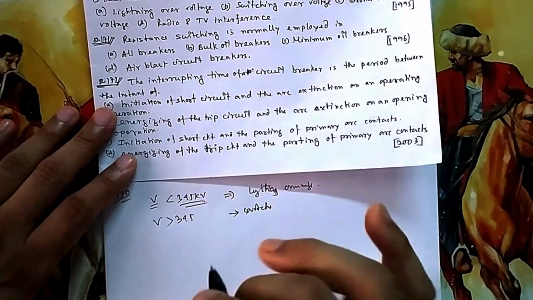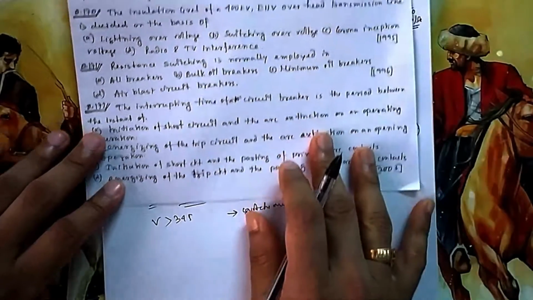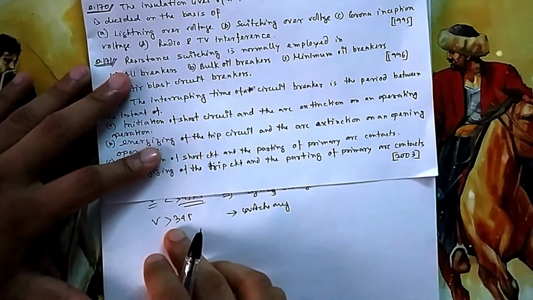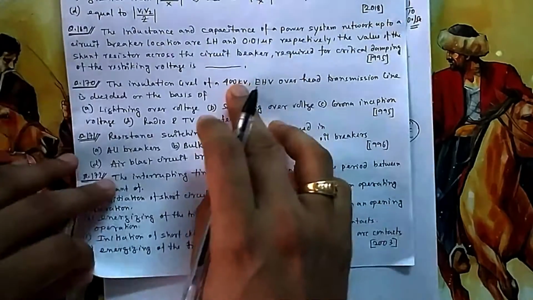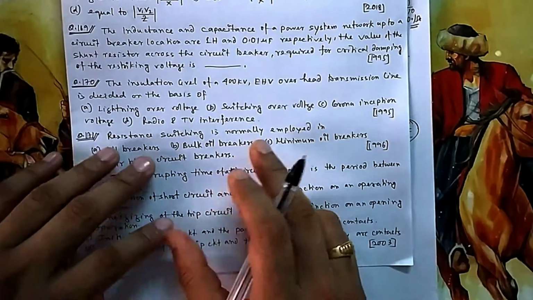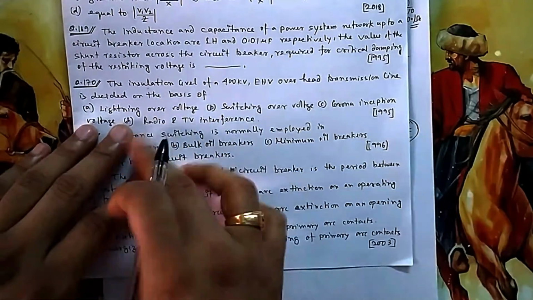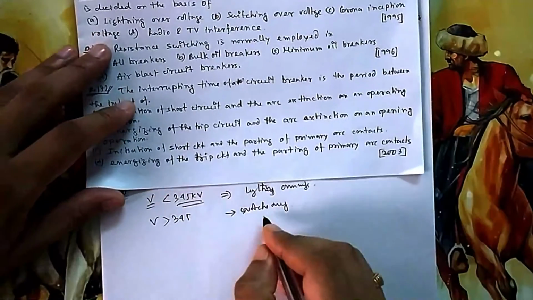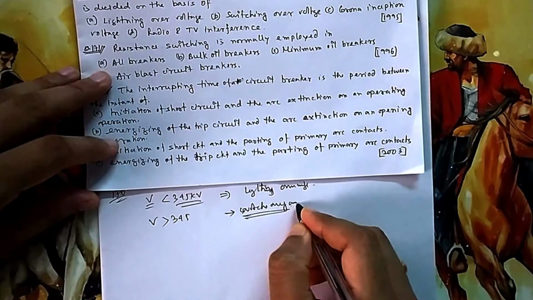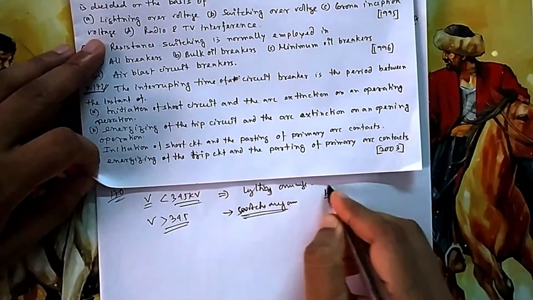Whenever you switch on a line or switch off a line, there will be transients. If you suddenly switch on and switch off a line which is more than 345 kV, that is a 400 kV line, the transient overvoltage that will come will be more than your lightning overvoltage. So in that case we will be considering switching overvoltage if it is greater than 345. So it is 400 kV, so obviously it is option B.